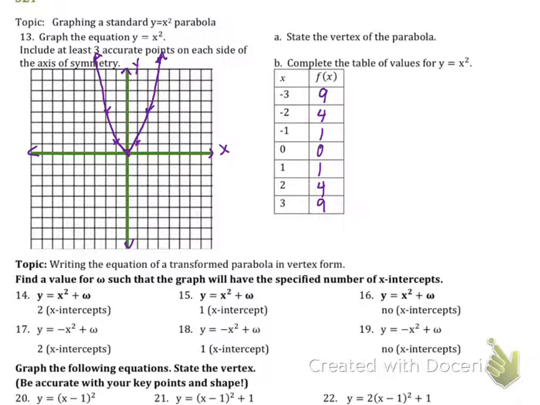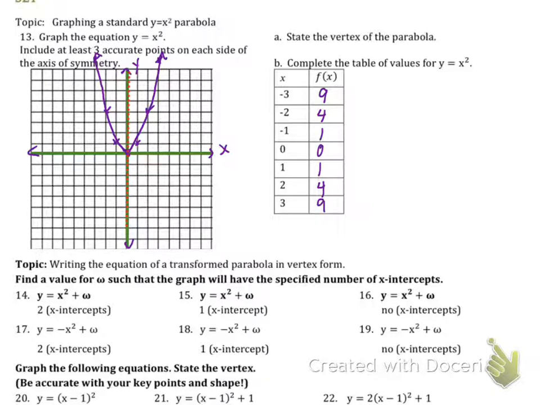identify what's happening. So the prompt says each side of the axis of symmetry. Keep in mind, the axis of symmetry is that line that I can include that would split it right down the middle and allow it to reflect on one side or the other.